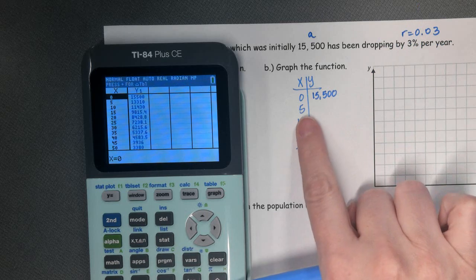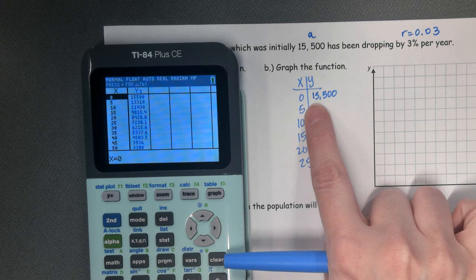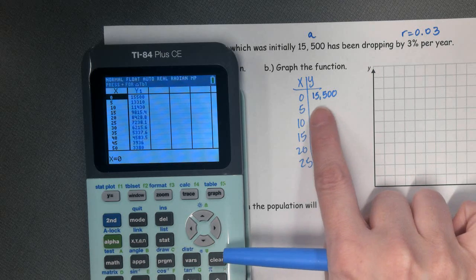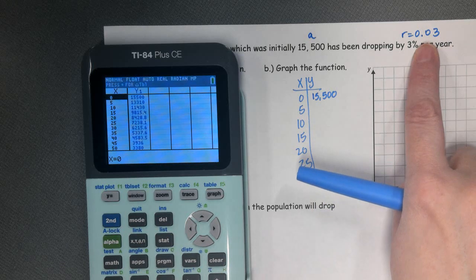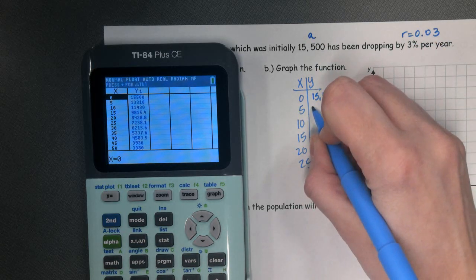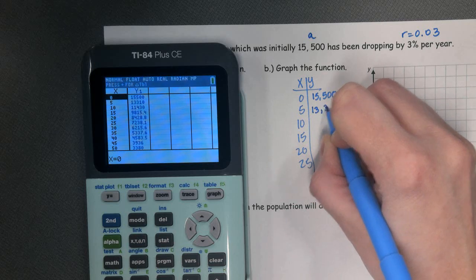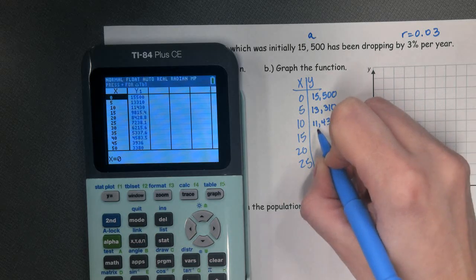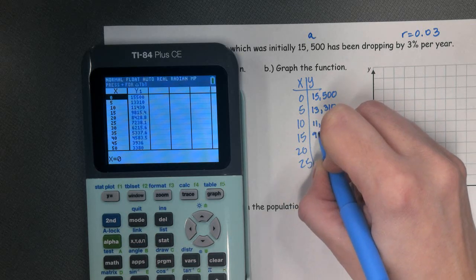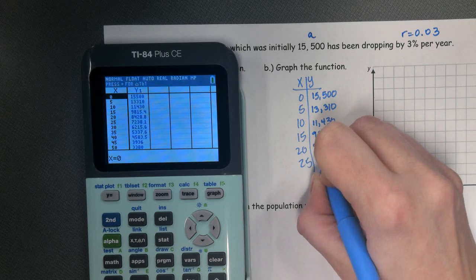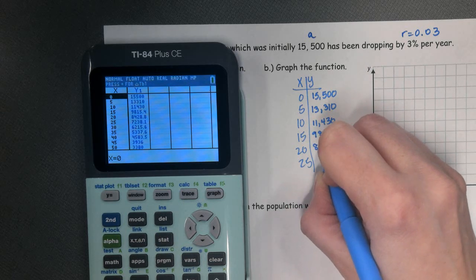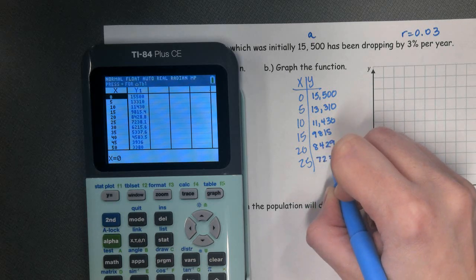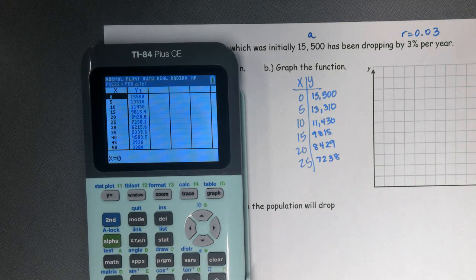And then just double check to make sure you plugged everything in right. The first time I did this, this dropped from like 15,000 to 4,000. Okay, if it's just a decrease of 3% per year, it should not be dropping by that much. So those are just little things you can do to make sure you have the correct values. And again, when there's a decimal with numbers that are this high, you can just round up or round down because it's not going to make a difference in your graph.